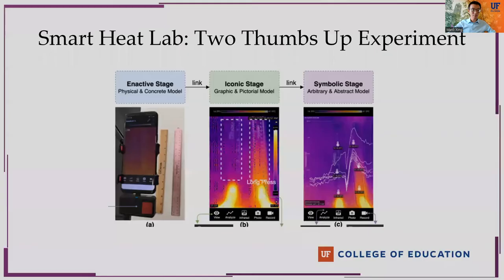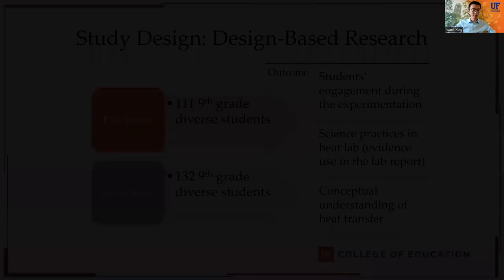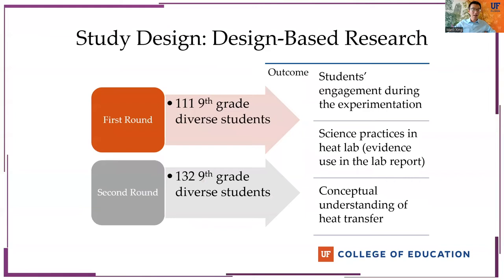And here is the two thumbs up experiment, where students first interact with the physical materials, then get the pictorial manipulation, and finally get the final abstract concepts. So this is how we designed it using the cognitive fading theory. We conducted design-based research with two rounds of students, and examined their engagement during the experimentation and science practices in the heat lab using a lab report. And then we investigated their conceptual understanding of heat transfer.